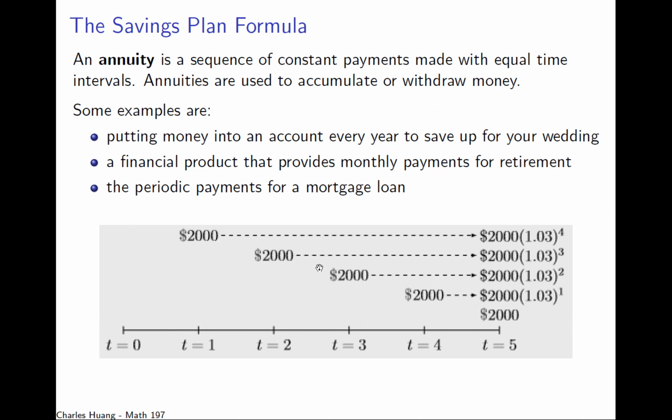And we do this in real life when we are trying to save up for, say, a big event like a wedding, a trip. It can be saving up money for retirement, or it can be the other way around where we are paying back money, and we are paying back, say, a mortgage loan, like for our houses or for our car.